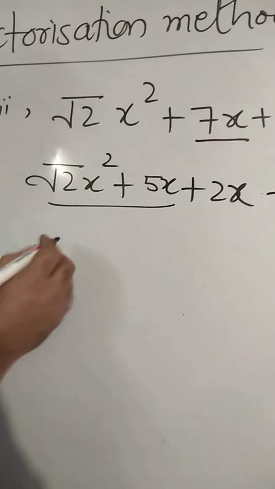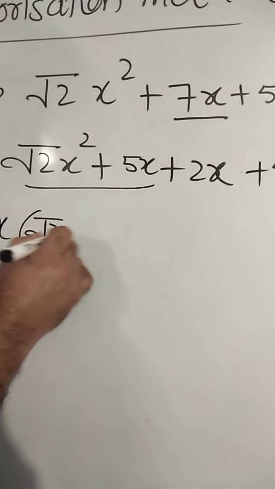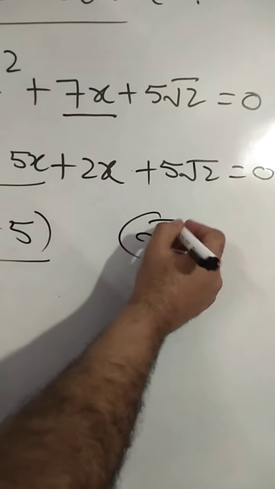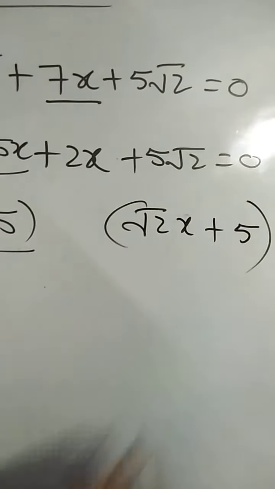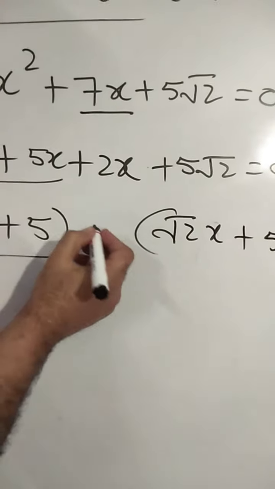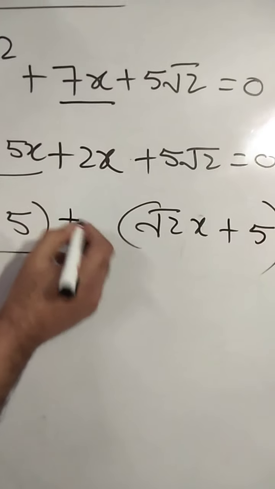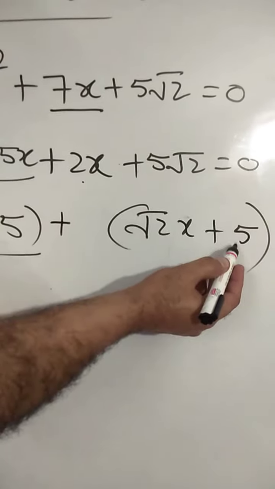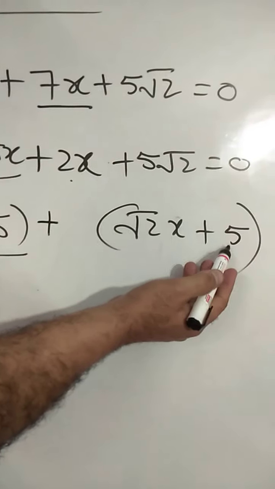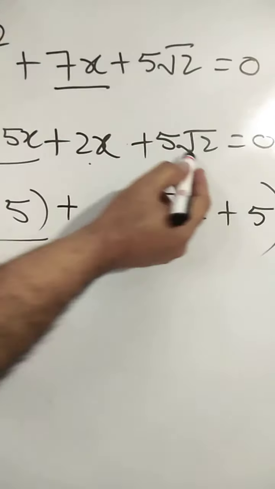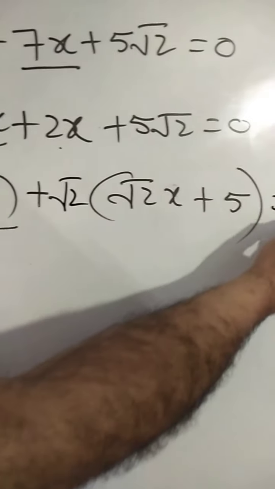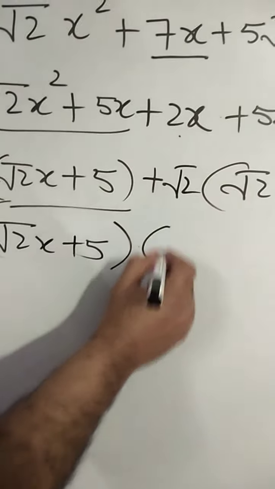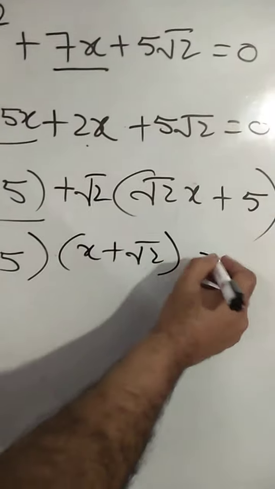Take common from the first two terms. It is only x. What is inside? √2x + 5. Copy paste this term as such. Shortcut. And the sign of the third term here, what is that? Plus. Now let us see what we can take common. Take a hint from any of the two terms. You can get the hint from the second term. What is inside? 5. So what is to be taken out? √2. So (√2x + 5)(x + √2) = 0.